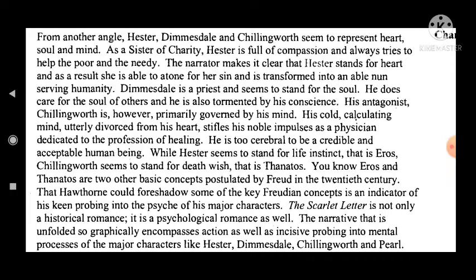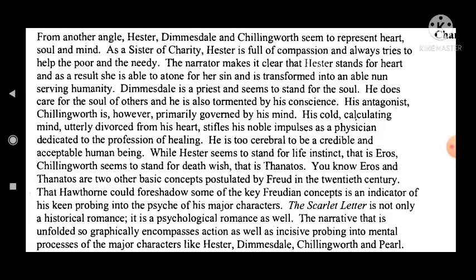His antagonist, Chillingworth, is, however, primarily governed by his mind. His cold, calculating mind, utterly divorced from his heart, stifles his noble impulses as a physician dedicated to the profession of healing. He is too cerebral to be a credible and acceptable human being.